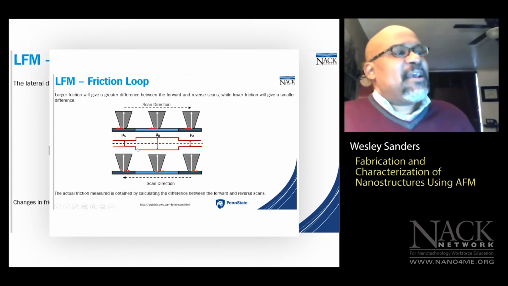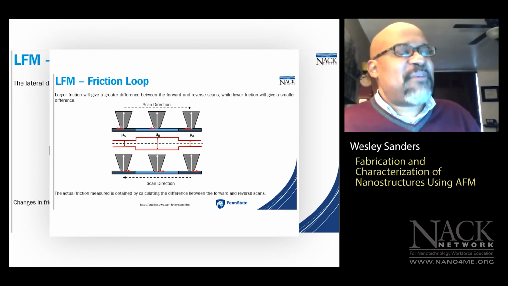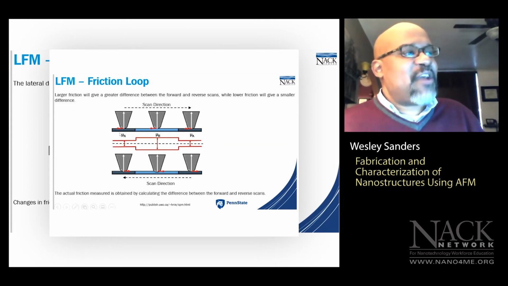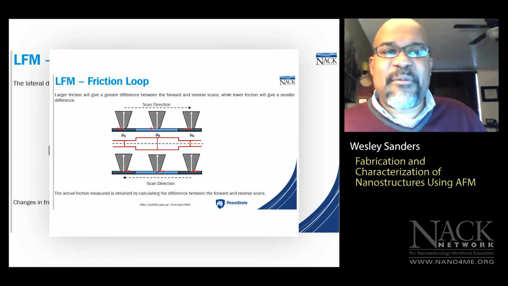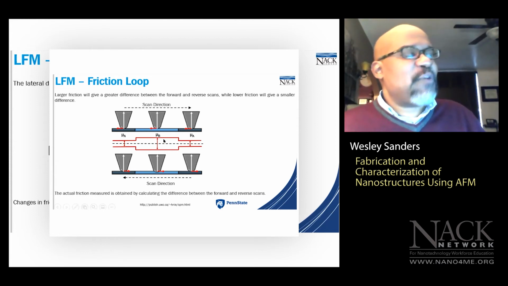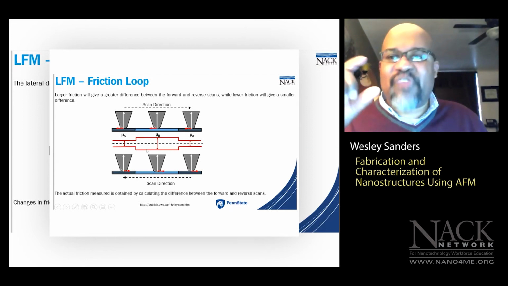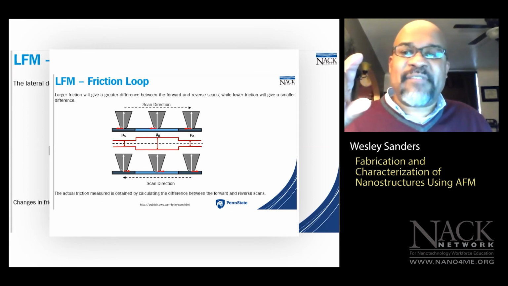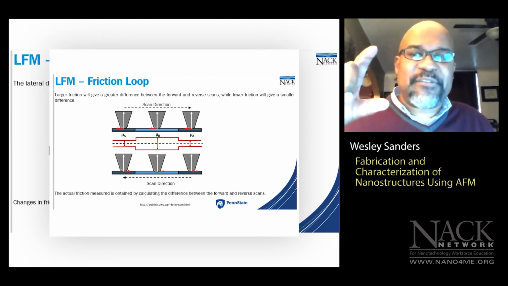reverse scan. Now, the friction loop might not appear to be much, but you can obtain some very valuable information from the friction loop. And that valuable information has to do with the coefficients of friction of the components in your sample. So if you have a larger signal difference between your forward scan and reverse scans, that means the tip is traveling over a really rough area. So that particular region has a high coefficient of friction.